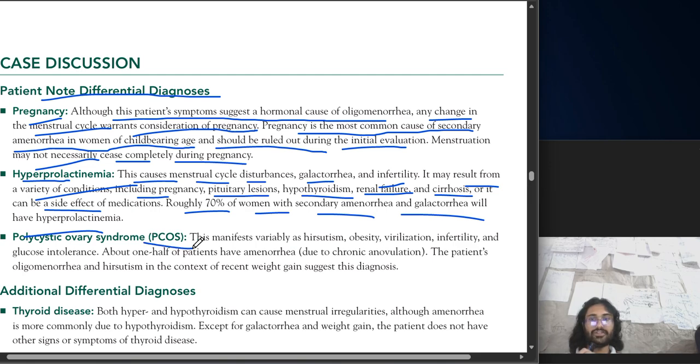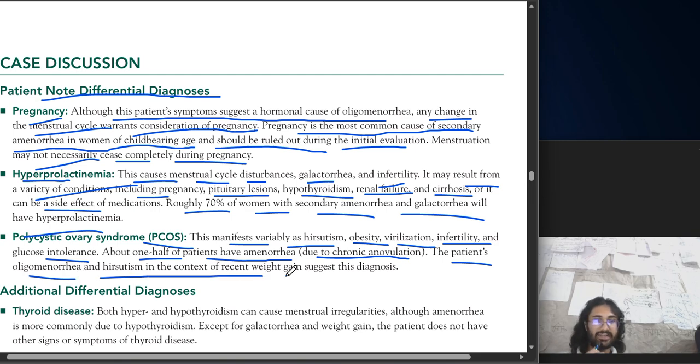Coming on to PCOS, polycystic ovarian syndrome, it manifests with, first of all, hirsutism, secondly obesity and weight gain, virilization, infertility, glucose intolerance. About half of patients have amenorrhea due to chronic anovulation. The patient's oligomenorrhea and hirsutism, along with recent weight gain, suggest the diagnosis.